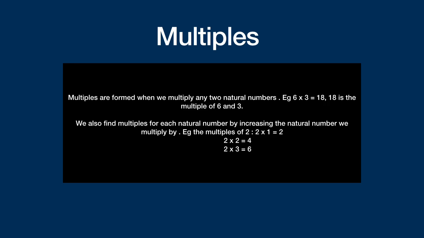So multiples are formed when we multiply any two natural numbers. So the example that I've put there is 6 times 3 is equal to 18. So that means that 18 is the multiple of 6 and 3. So when we look for the multiple of 6 and 3, it will equal 18.